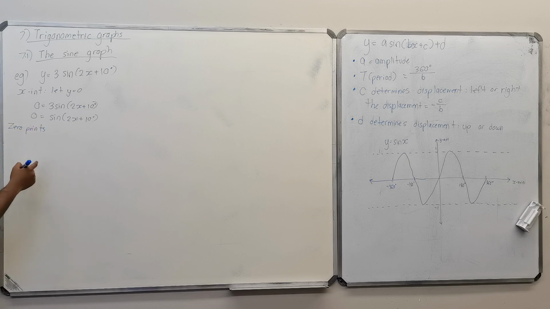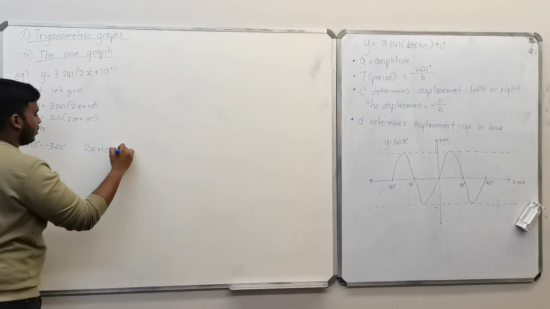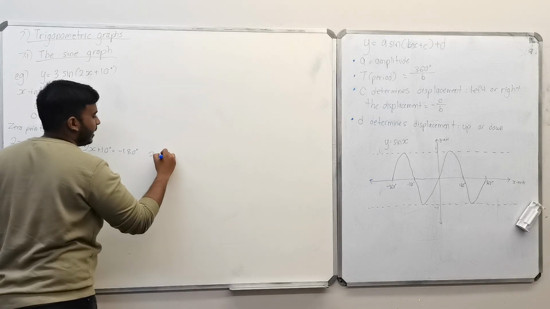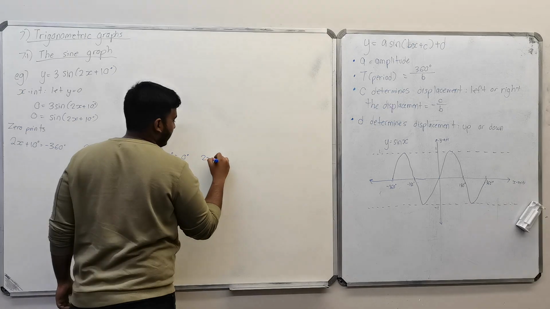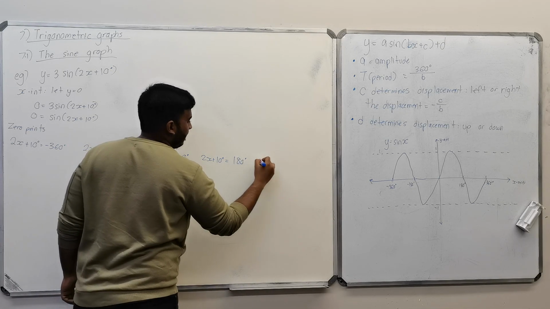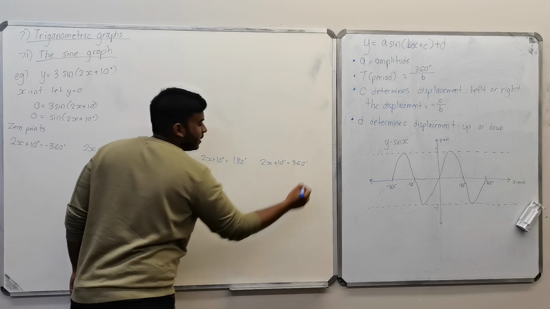So now you're going to end up with 2x plus 10 equal to negative 360. Then you're going to end up with 2x plus 10 equal to negative 180. Then you're going to get 2x plus 10 equal to 0. Then 2x plus 10 equal to 180, and 2x plus 10 degrees is equal to 360.